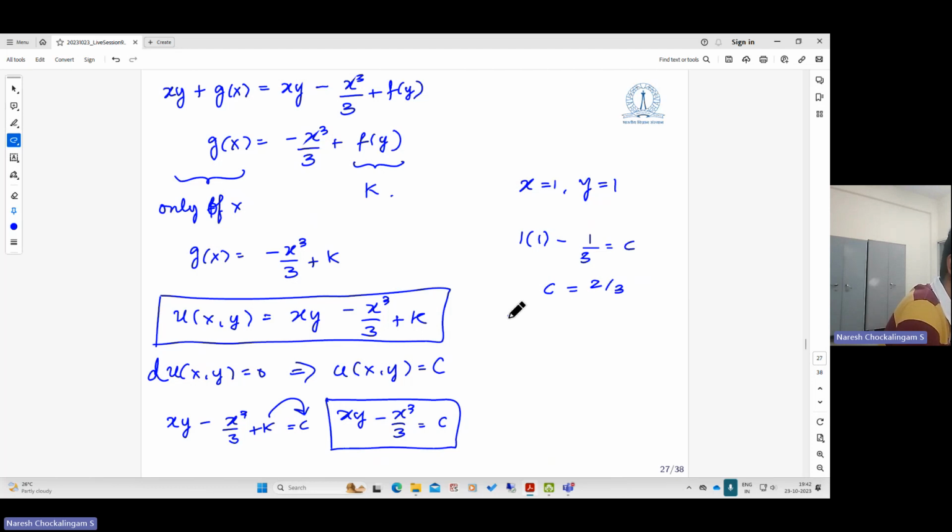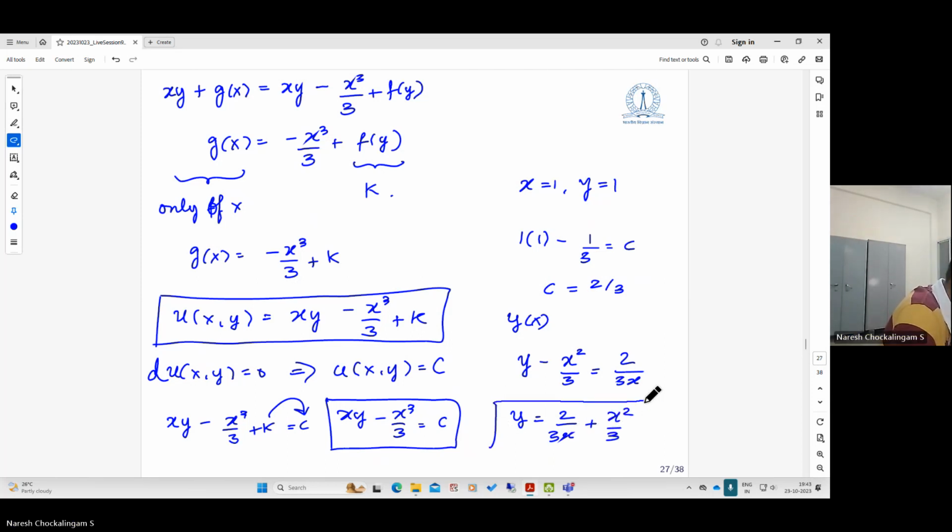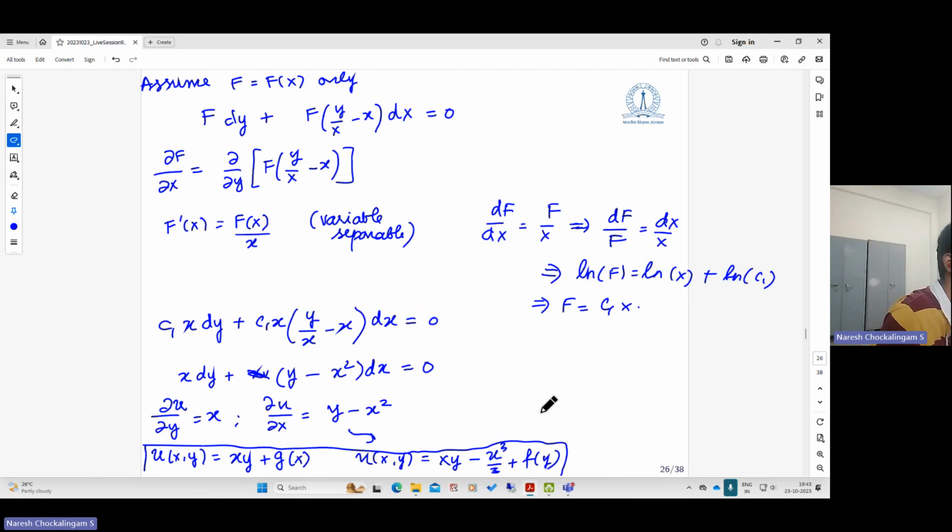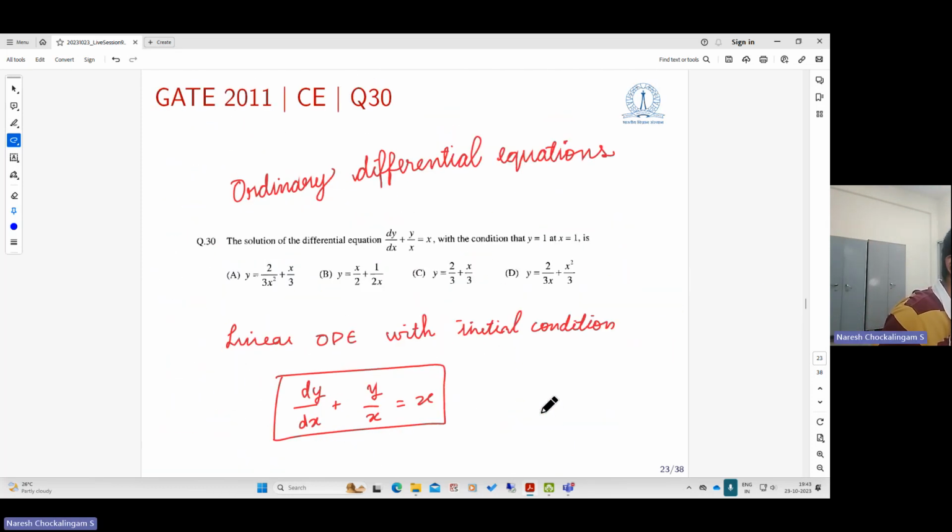But what we actually want is y as a function of x. Therefore, rearrange this equation, divide throughout by x, we get y minus x squared by 3 is equal to c, which is 2 by 3x. Therefore, y is equal to 2 by 3x plus x squared by 3. So this is our solution. This is the solution to our differential equation. And this is option D.